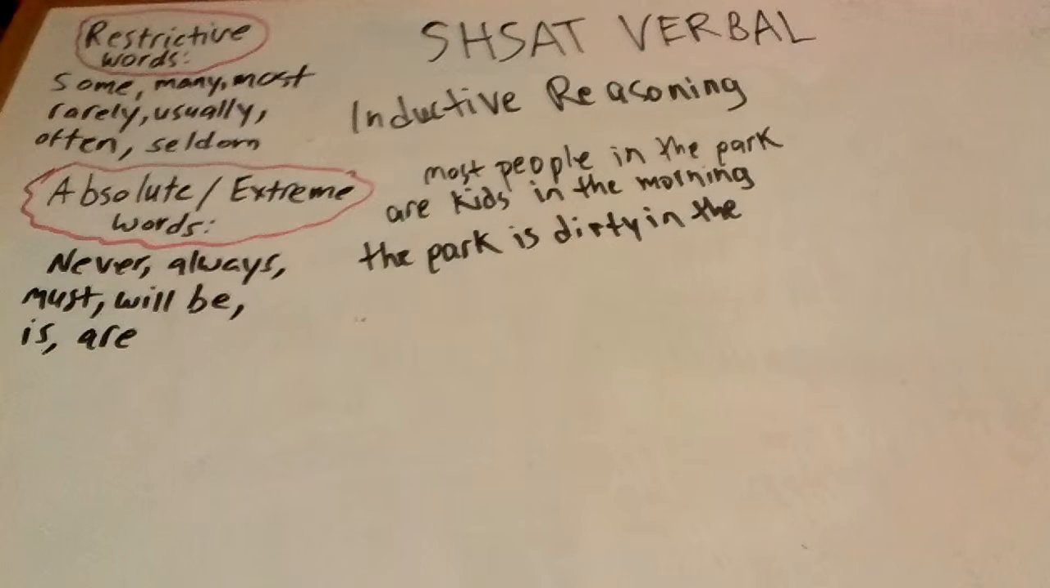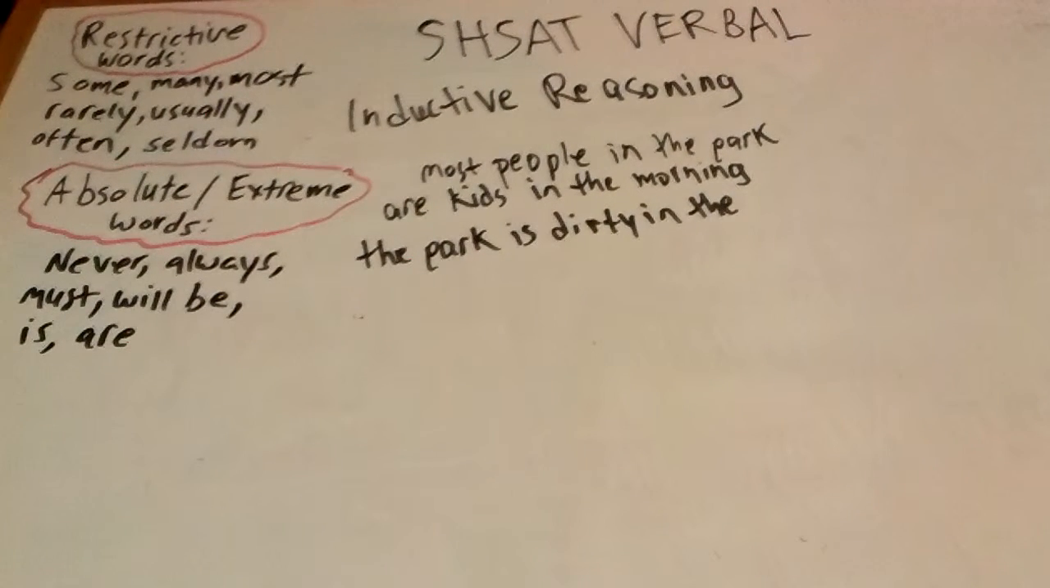So then beneath that, what we have are absolute/extreme words. Those words are certainty words. They are words that often appear as the question portion of your logical reasoning questions. So, for example, let's see if I can find it in a book. Here you go. Look at number 12. Look at number 12 right there.